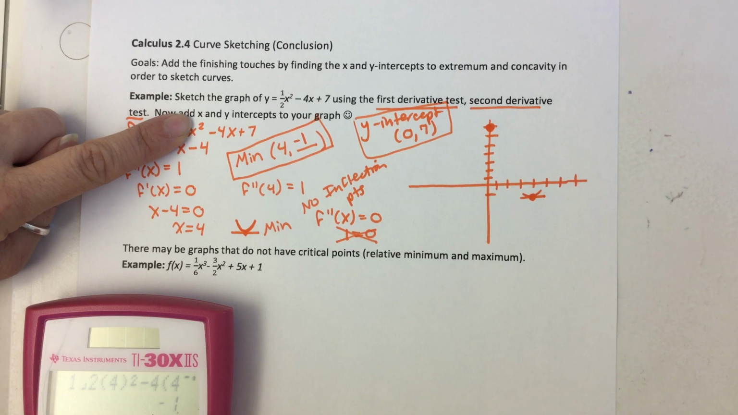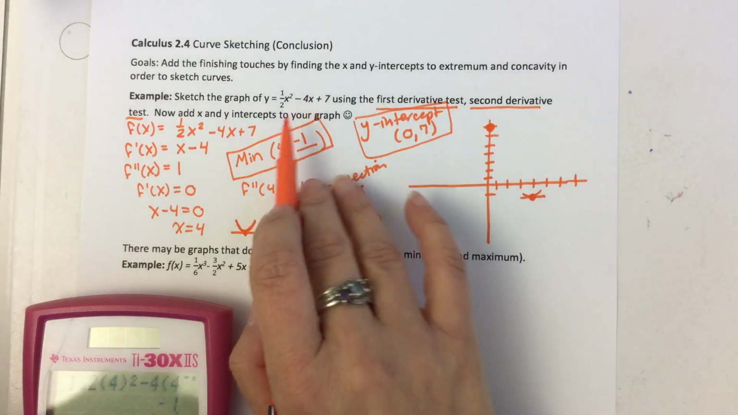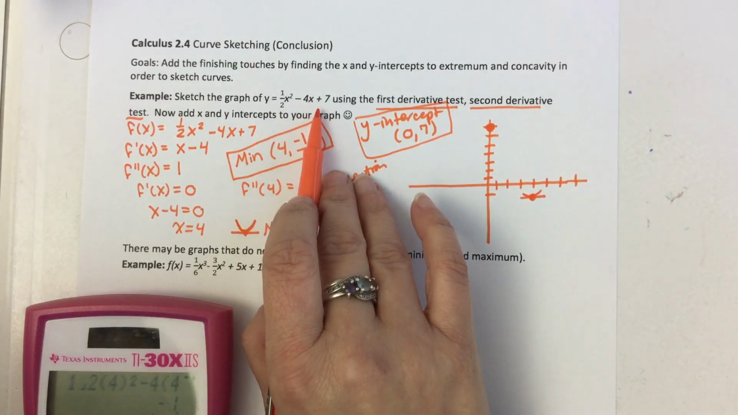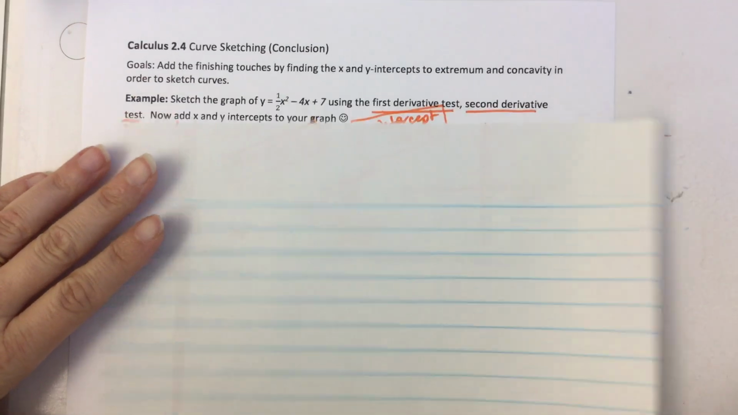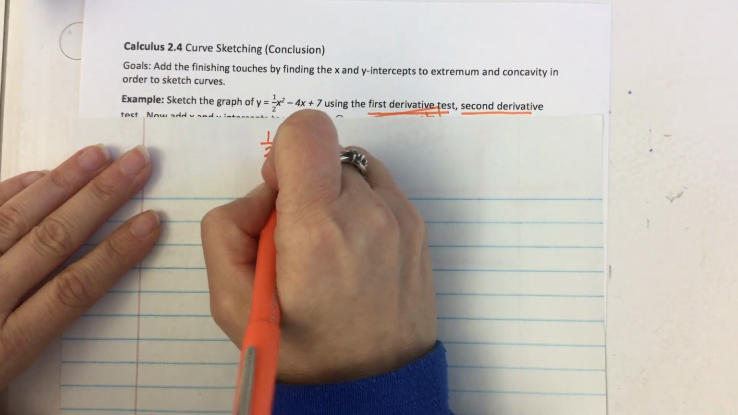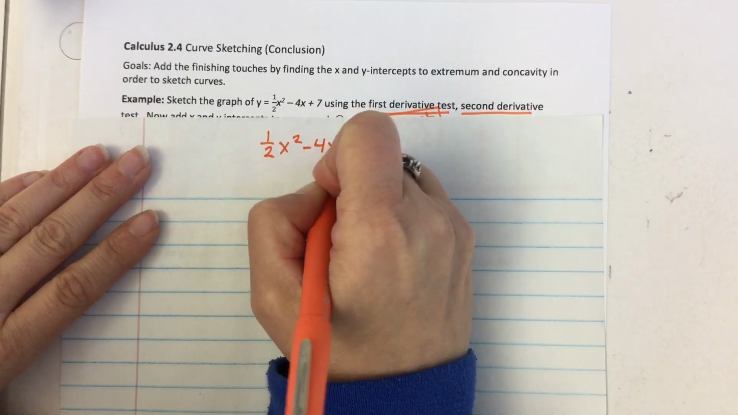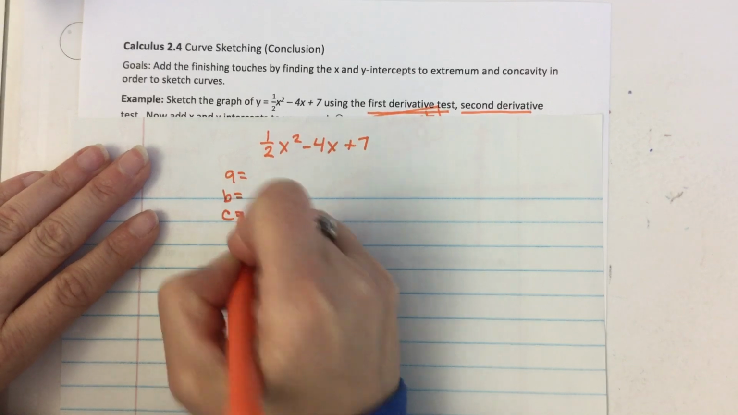More often than not, when you are going to find your x-intercepts, it's when it's in quadratic form, meaning you'll be able to find your zeros using the quadratic formula or factoring. So if I want to find the x-intercepts, and I have 1/2 x squared minus 4x plus 7, let's jump to the quadratic formula.